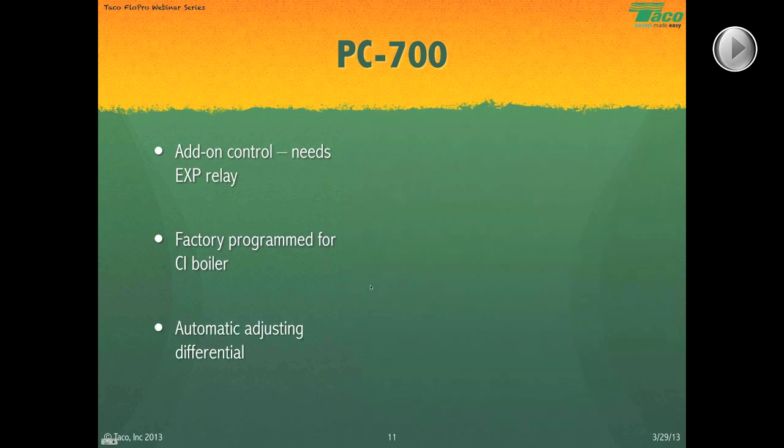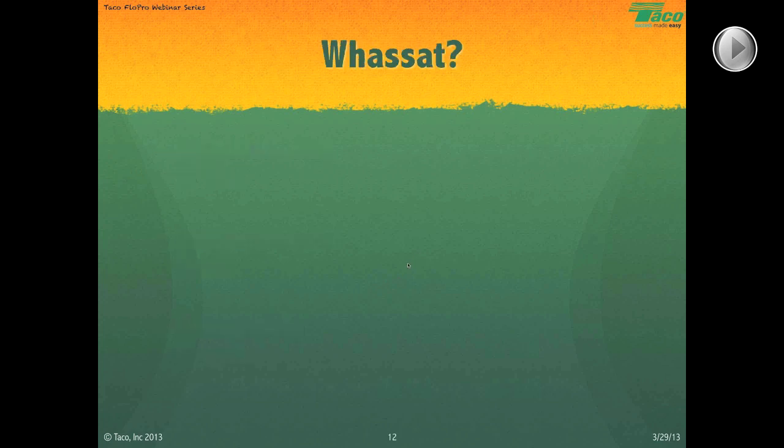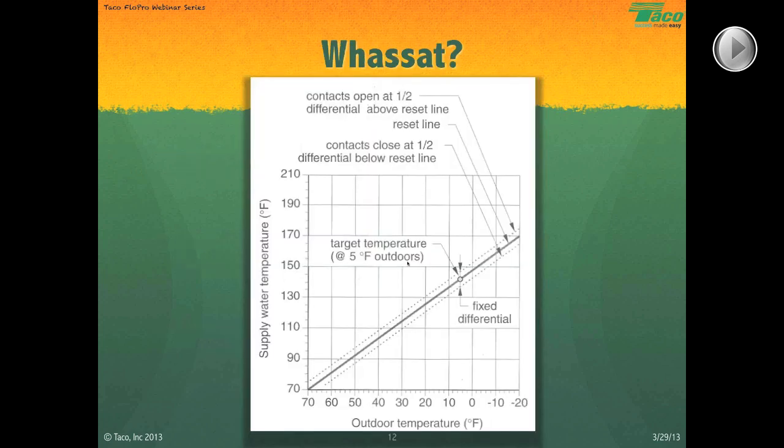Okay. The neat thing about the PC700 is that it has a differential, but it's an automatic adjusting differential. It's not a fixed differential. It adjusts automatically, which is really cool. It's a really cool thing to have in an outdoor reset control. What is an automatic adjusting differential? Well, here's a fixed differential with outdoor reset. The solid line represents the water temperature the boiler would create at different outdoor temperatures. So here we see at -20, that boiler's making 170 degrees. At 10, outside, that boiler's making what looks to be 135 degrees.